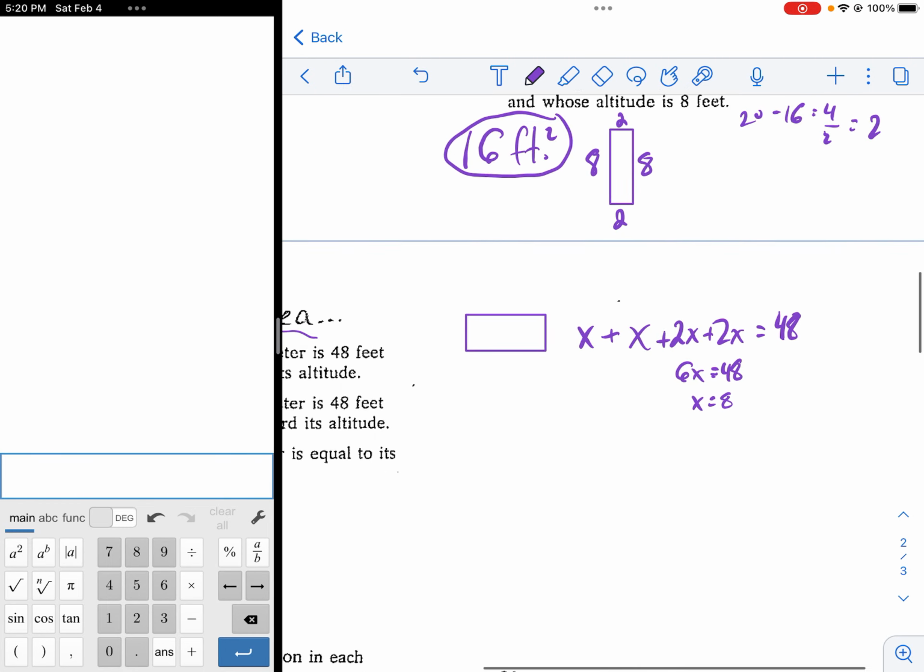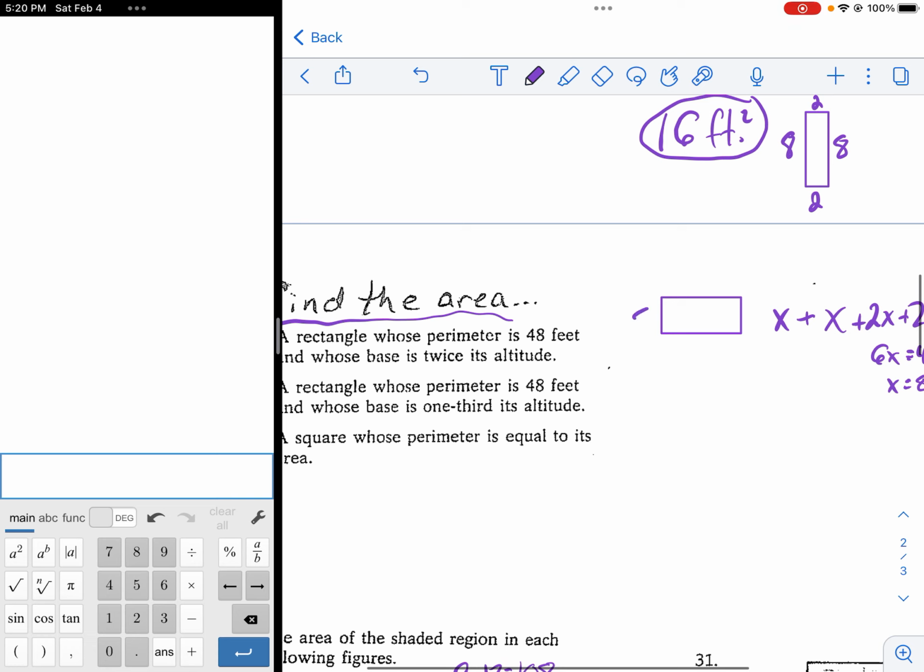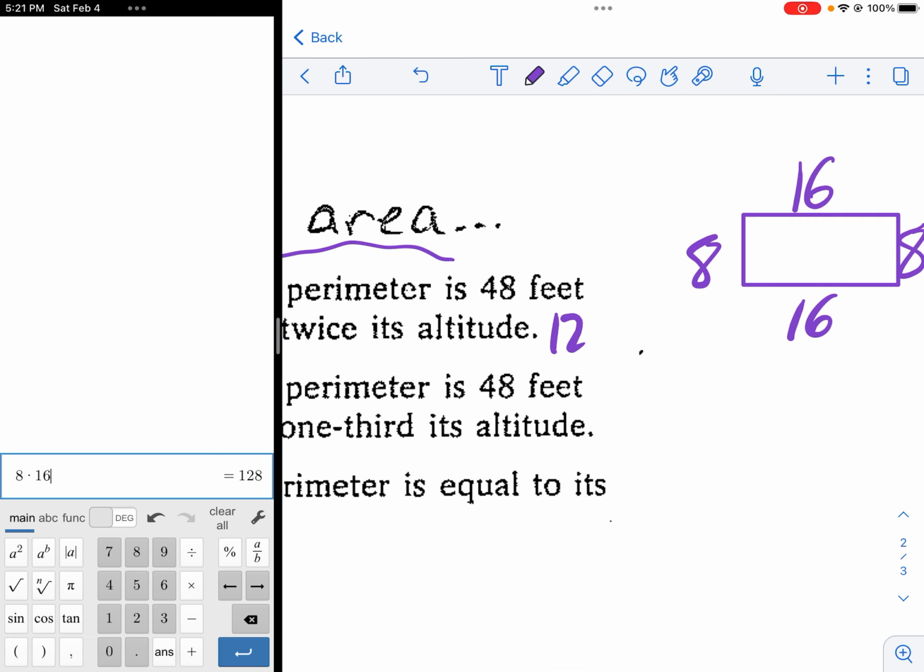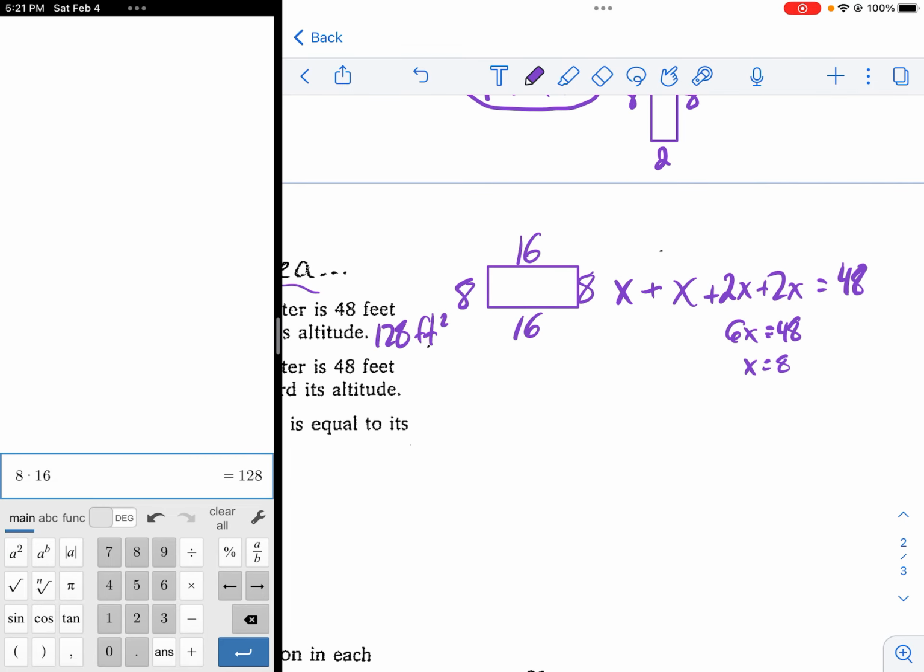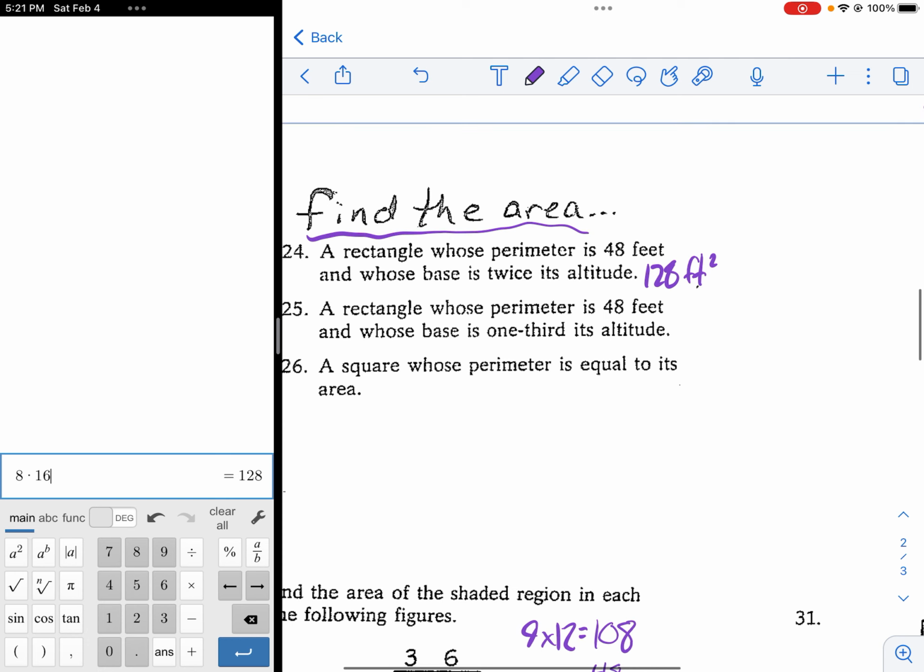We said x represented our altitude. So we know our altitude is 8. And our base is 16. So if we're going to find the area, we do 8 by 16. That gives us 128 feet squared. Okay, so those pictures can be kind of helpful, but definitely rewriting that as a formula is super helpful.